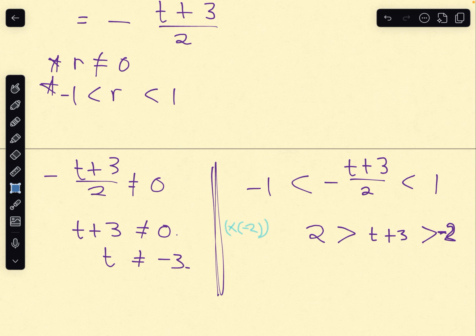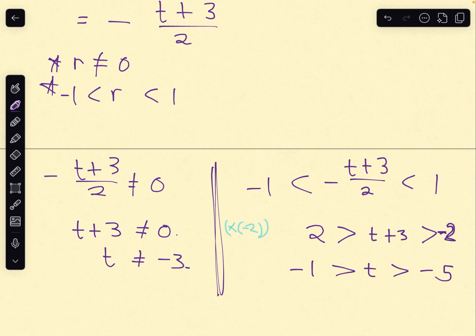Okay, right. And then now to get the t alone, we're just going to subtract 3 on all the sides. So this will be -1, and -2 -3 is -5. So the answer is t can be anything between -1 and -5, just not -3.